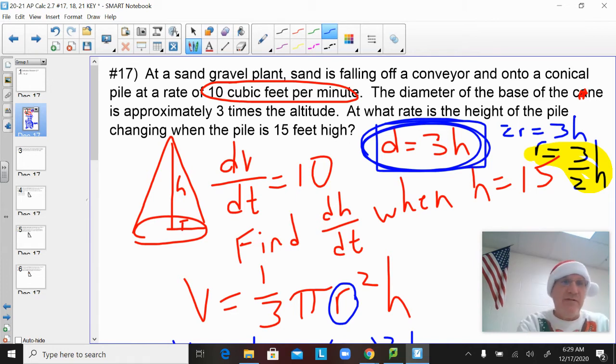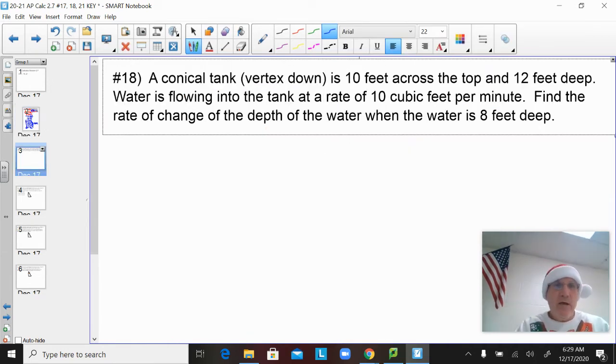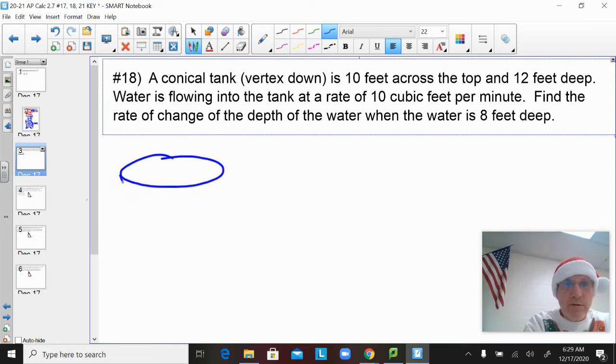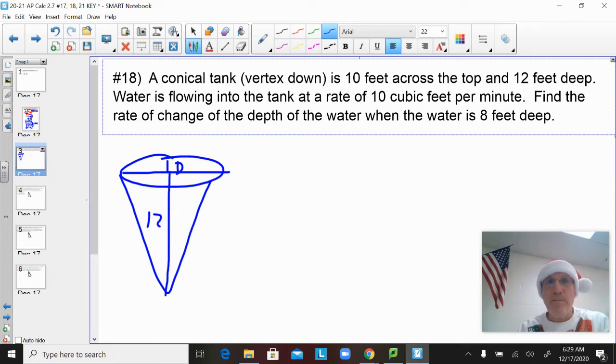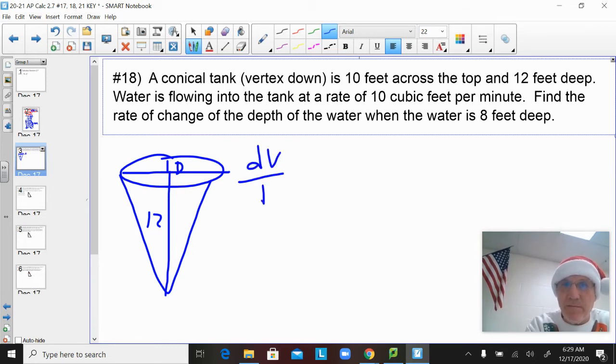So that was 17. 18, a conical tank, vertex down. That looks like this. 10 feet across the top, 12 feet deep. So there's that cone. That's a 10 at the top there. Water is flowing into the tank at a rate of 10 cubic feet per minute. So that is still the rate of change of the volume. I think it's the same rate as last time.